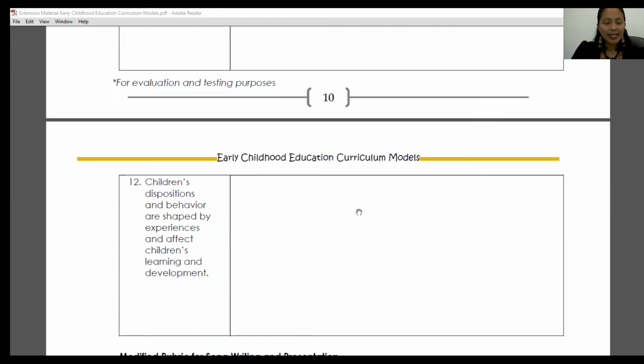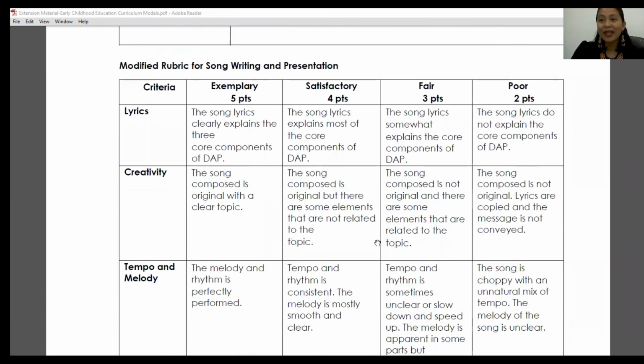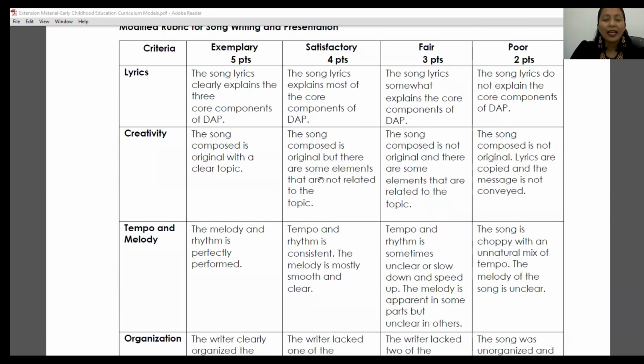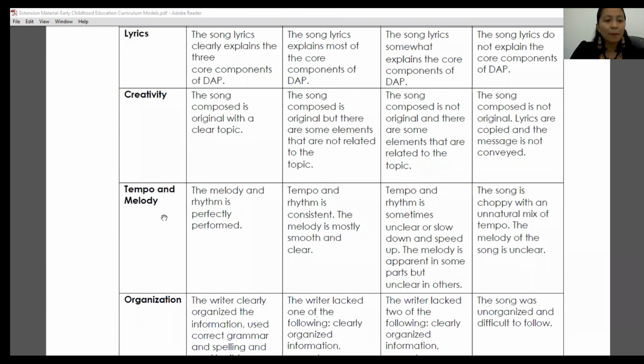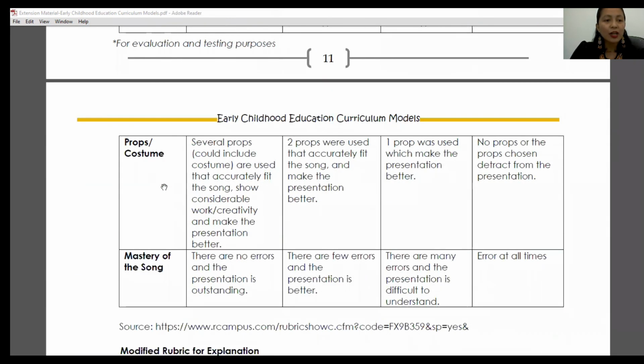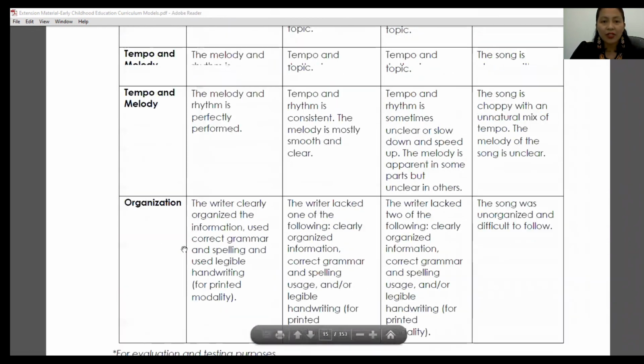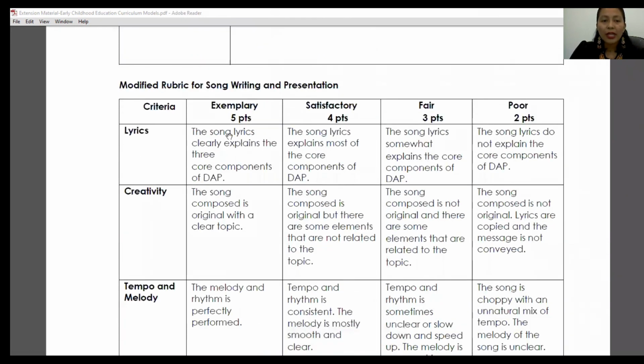And of course, let's go to the rubric, because I prepared a rubric here so that I can objectively rate your songwriting and presentation output. It's important for you to study first the rubric before doing the activity so that you will be guided well on what is expected of you. For criteria, we have your lyrics, creativity, tempo, and melody, and then the organization, props or costume, and then mastery of song. And then the points will be 5, 4, 3, 2. And then kindly just read the specifics of this rubric.